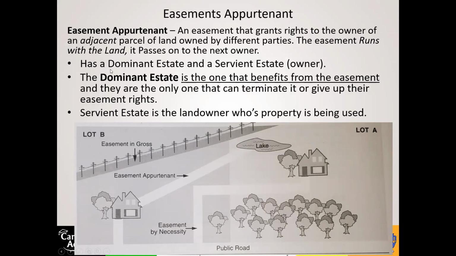So the dominant estate is the one that benefits from the easement, and they are the only one that can terminate it or give up their easement rights. The servient estate is the landowner whose property is being used.